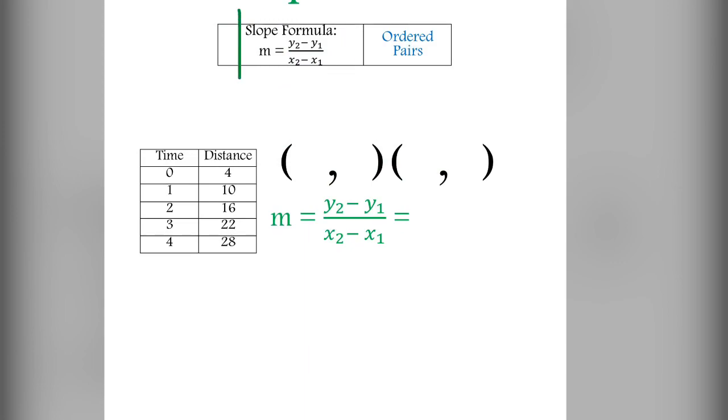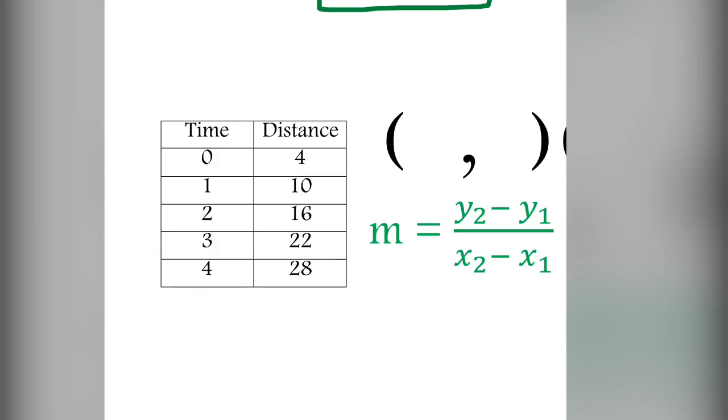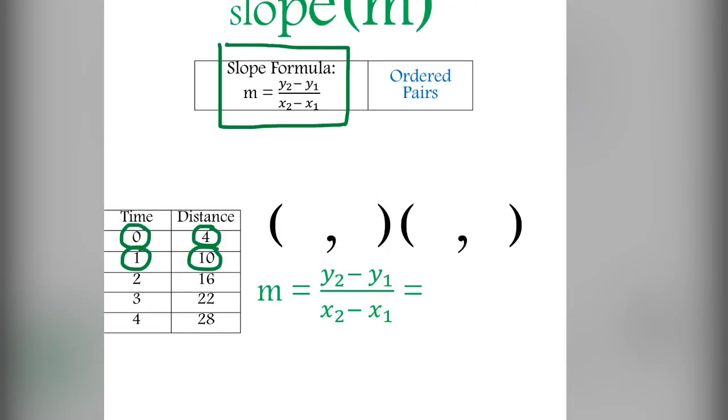Now let's look at a table. In order to use a table, we're going to use the slope formula. We need 2 points. Any 2 points on this table, but pick 2. So we chose (0, 4) and (1, 10). Now we can go ahead and put them in order: X, Y, X, Y. The first set can be your 1s, the second set your 2s.